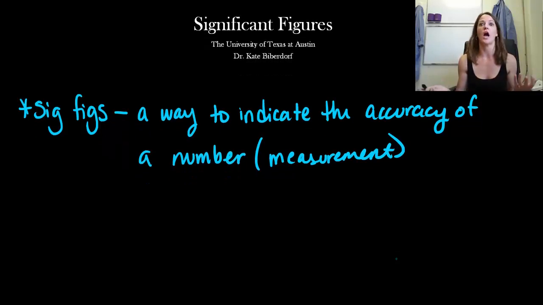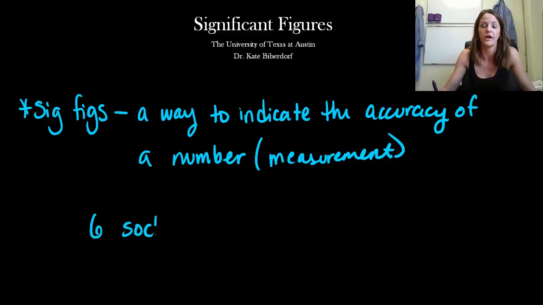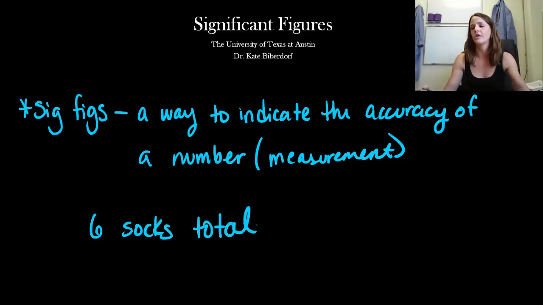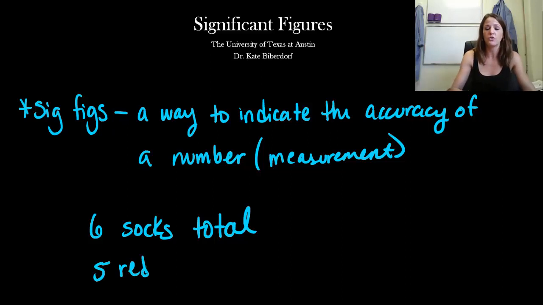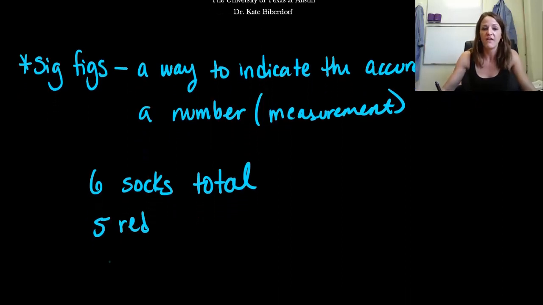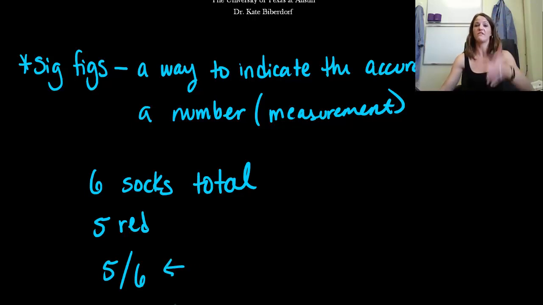Let's say you go to your sock drawer and you realize, okay, I have 6 socks total. You have just so many socks you can't even handle it. But now I'm asking you, what are the colors of them? And you say, well, 5 of them are actually red. So what you could communicate to me is that 5 out of your 6 socks are red. That's a really good way of communicating a number. It's very clear. I know 5 out of 6 are red.